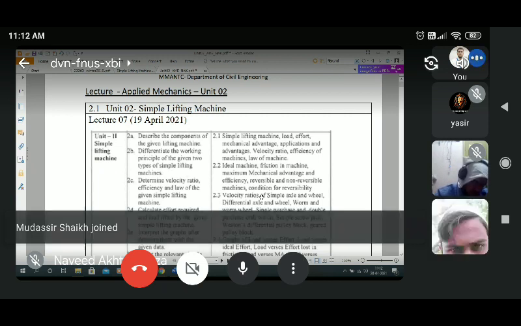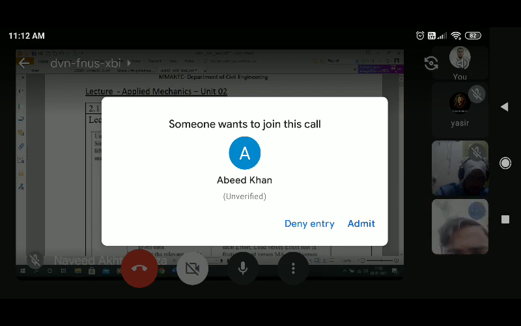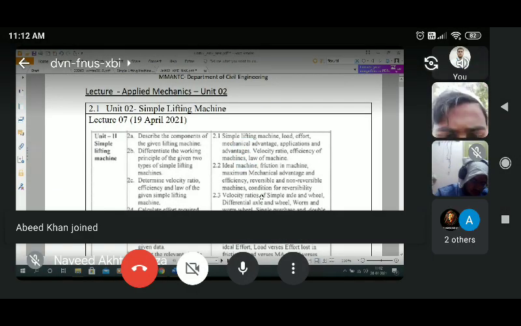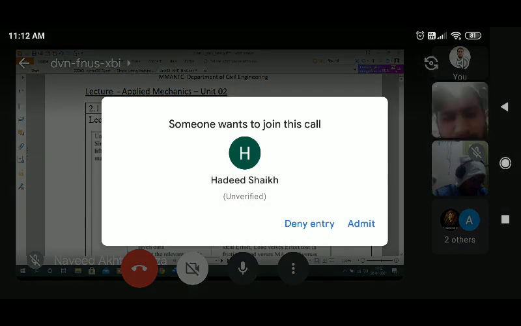Mudassir sir, your roll number? Please mute your mic. Mudassir, mute your mic. Hello, mute your mic and say your roll number. Sheikh Mujahid, roll number C7. Mute your mic, Sheikh Mujahid.